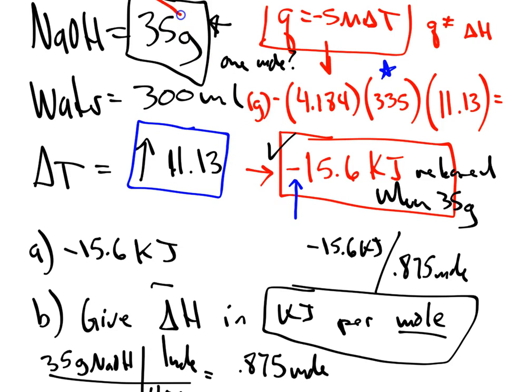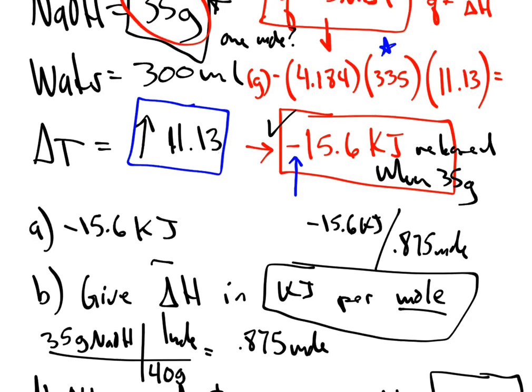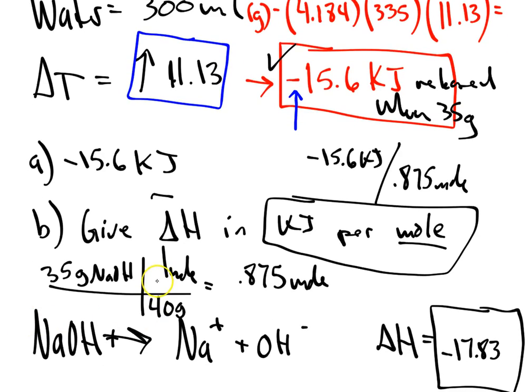That's the kilojoules per the given mass. The next step then would be to convert the mass you were given to moles by dividing by the molar mass. Then, once you have kilojoules, and once you have moles, you simply divide the two. Okay. One more?